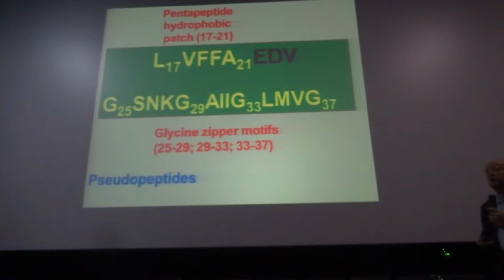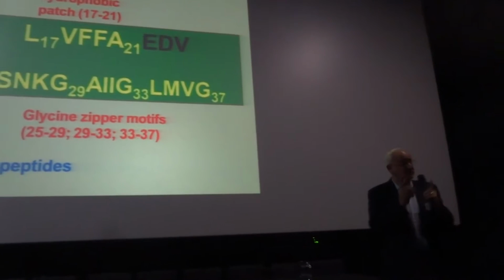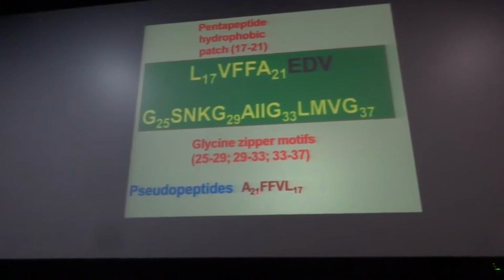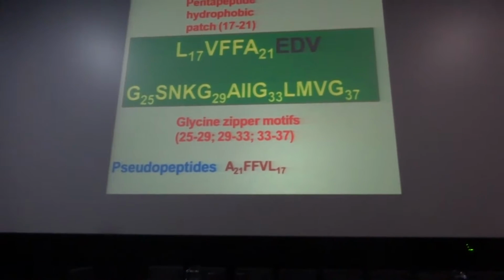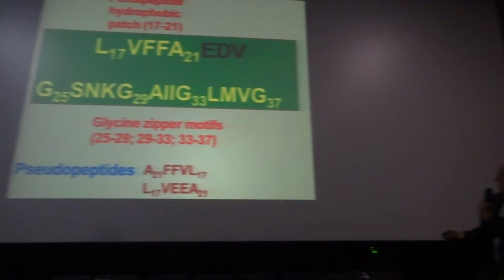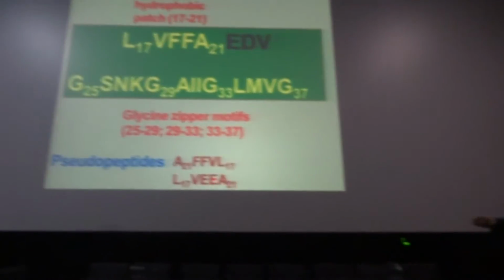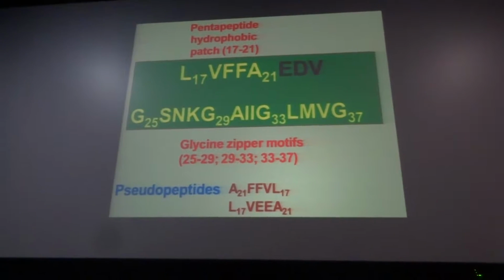We also looked at pseudopeptides to see what is the sequence of each of those glycine zippers. Is it significant? And we chose a reverse sequence, 21 to 17. You can look at the 21 to 17, a reverse process. We also looked at 17 to 21, where we've converted the two phenylalanines into polar glutamic acid residues.